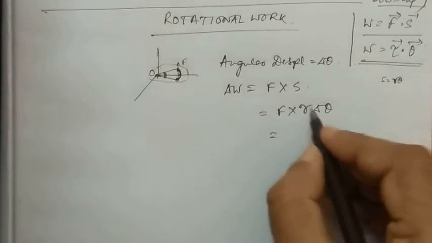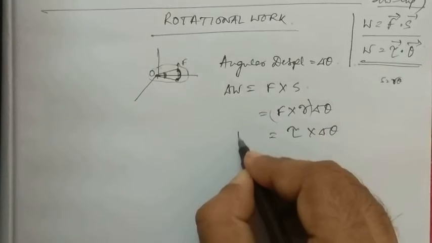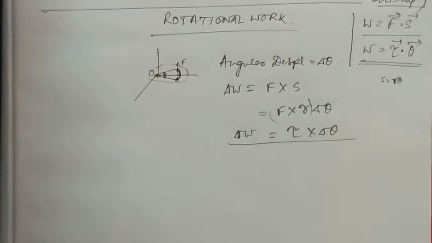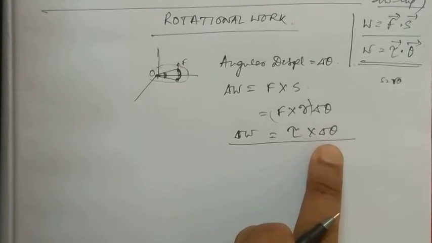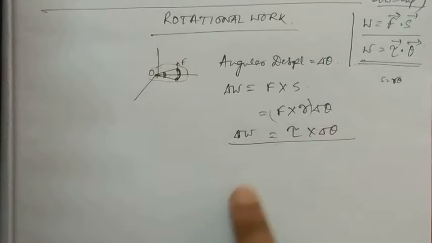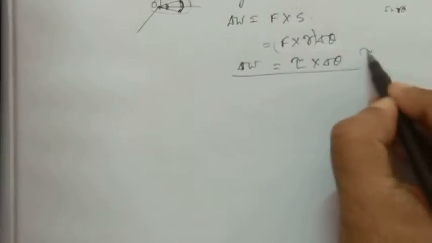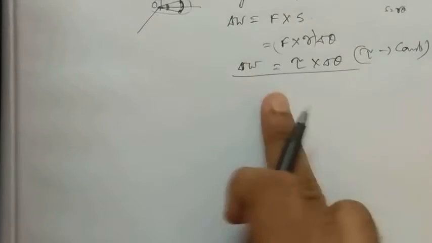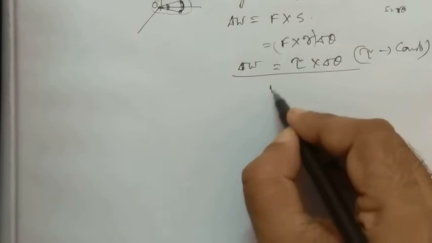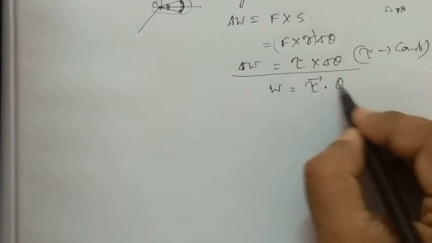Now what is F into r? F into r means tau. So the magnitude of the work done in case of rotation is the value of tau multiplied by the angular displacement delta theta. This is the case where the torque is constant. Remember, when the torque is constant, we can apply this formula, or vectorially we can write tau dot theta.